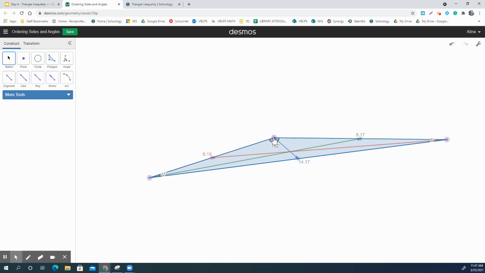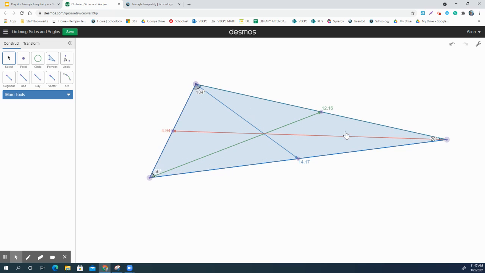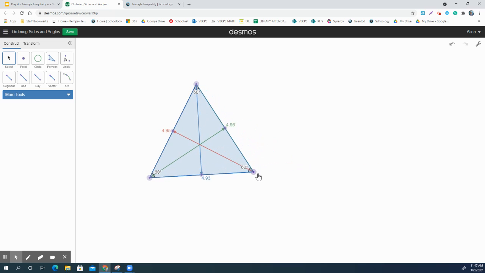You can really exaggerate that, right? Or you can make them almost equilateral and try to find those 60s, right? Notice I've got a 61 and a 61, so the blue line side and the green line side are going to be congruent. This is an isosceles triangle. Okay, kind of fun to play with.